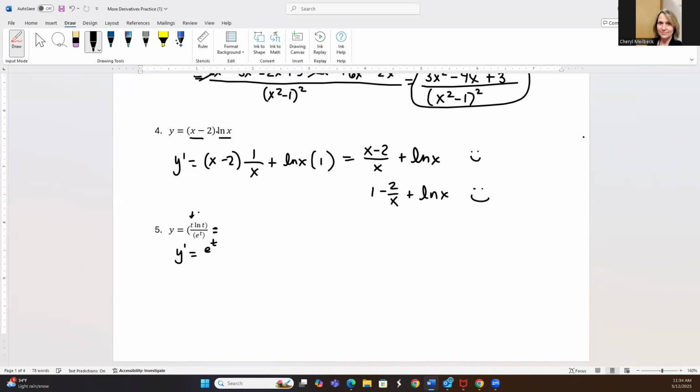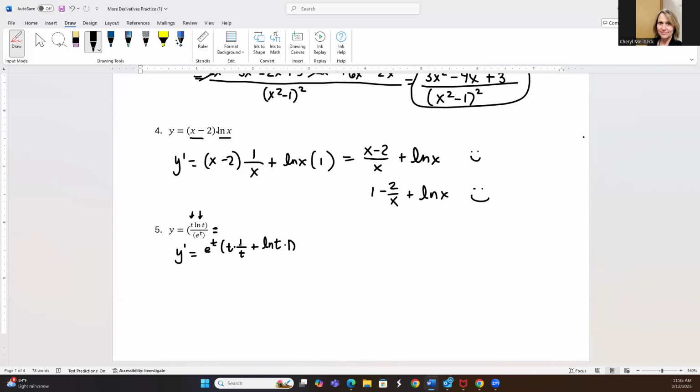Now, in my numerator, I have two terms, t and the natural log of t. So taking the derivative of the numerator will involve the product rule. Just like up here, when you did the first times the derivative of the second, plus the second times the derivative of the first, we have to do that here. So the first, t, times the derivative of the second is 1 over t. And then plus the second, natural log of t, times the derivative of the first, which would be just 1.